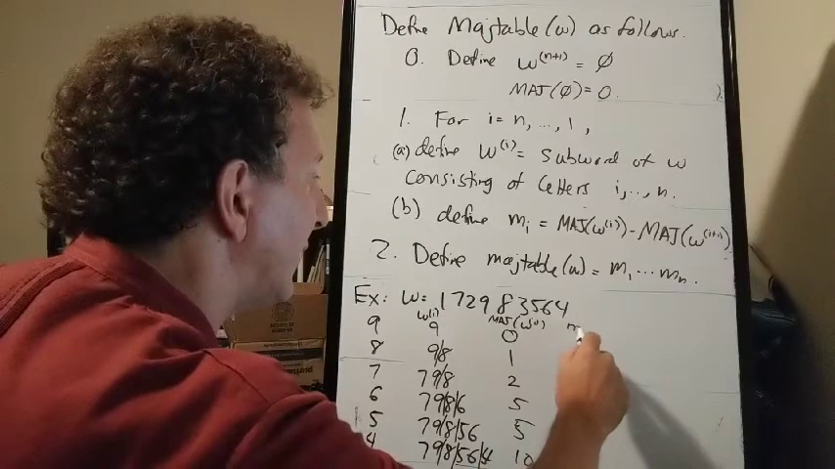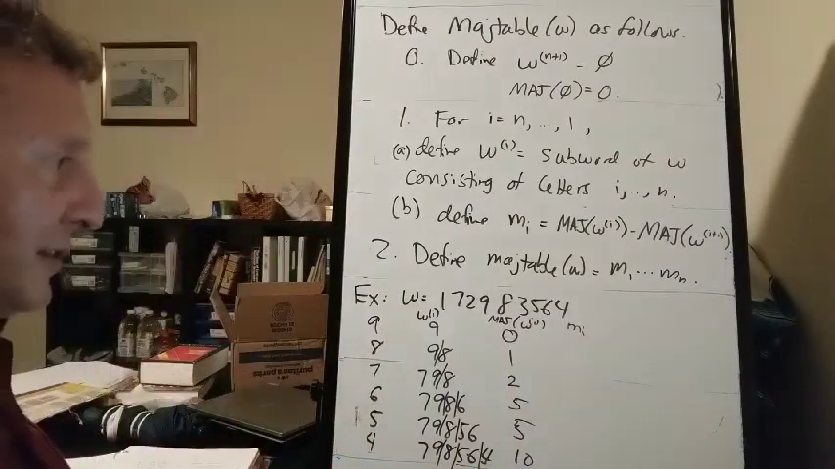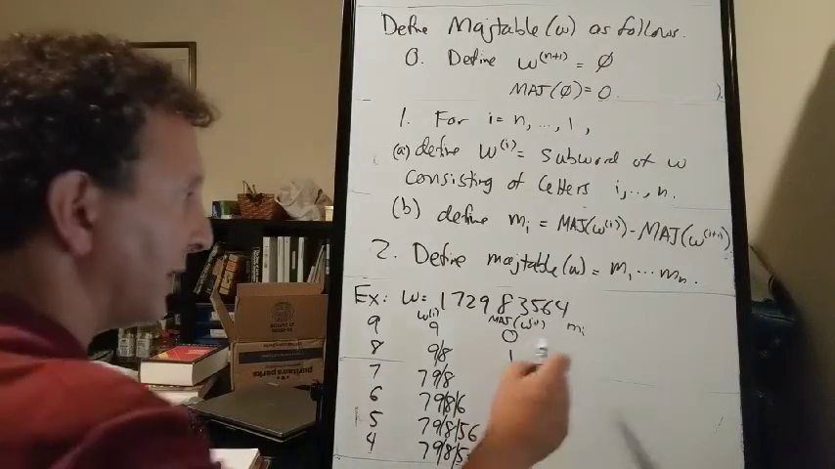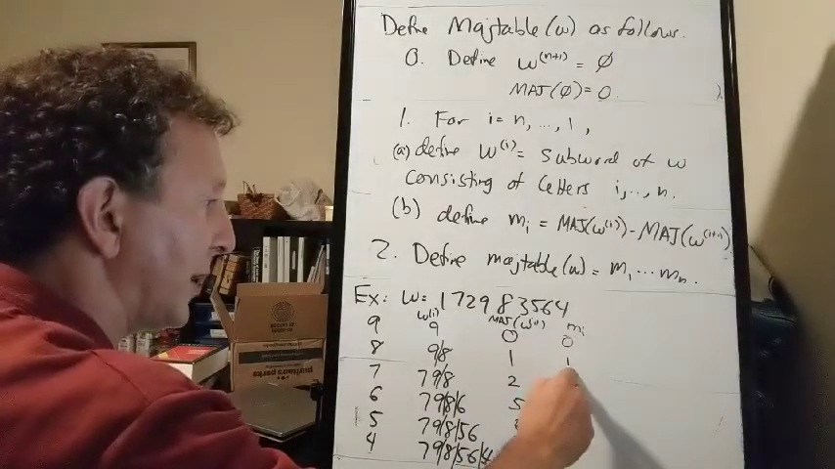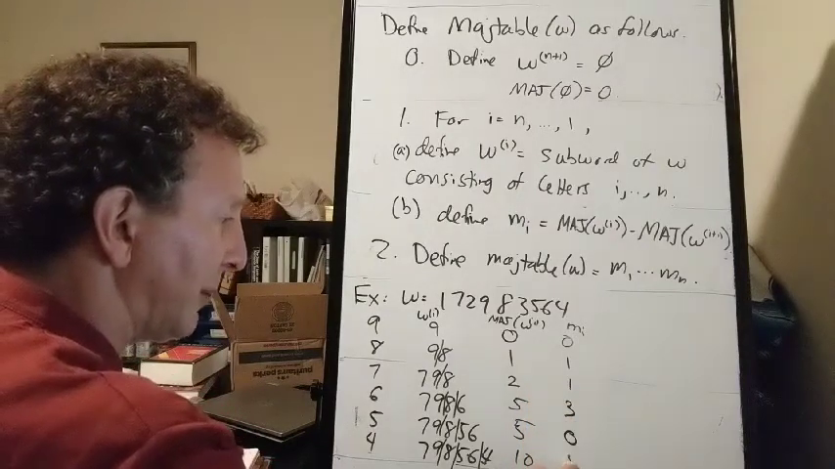And then MI is the change in major index from what we had before. So 0, we went up by 1, went up by 1, went up by 3, went up by 0, went up by 5.